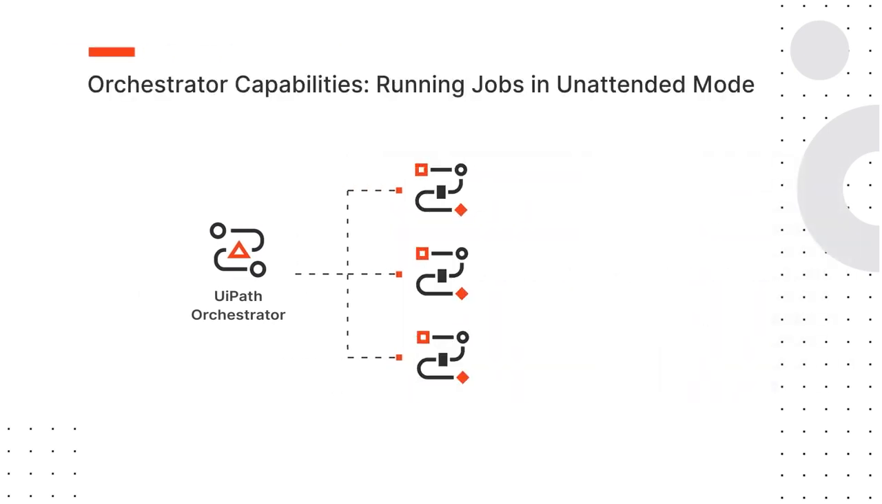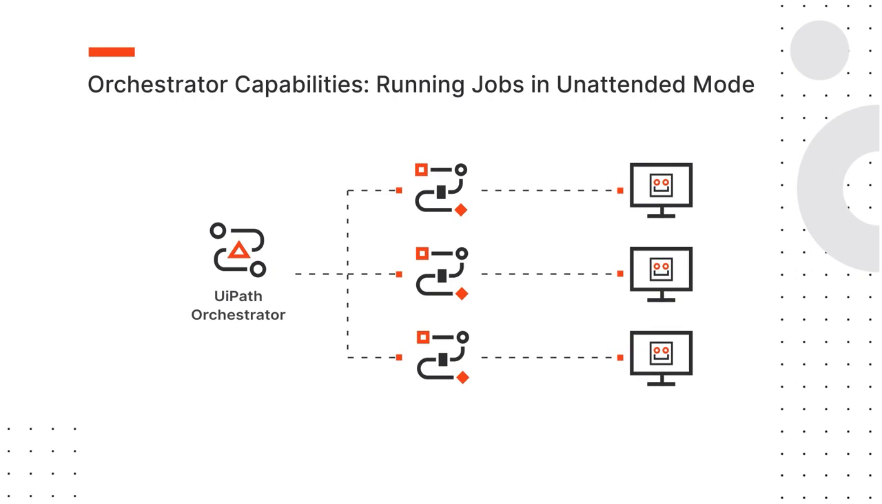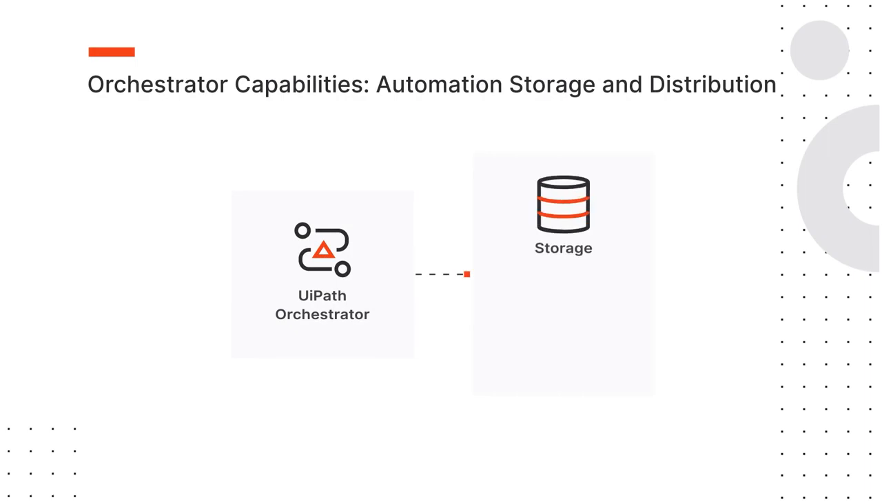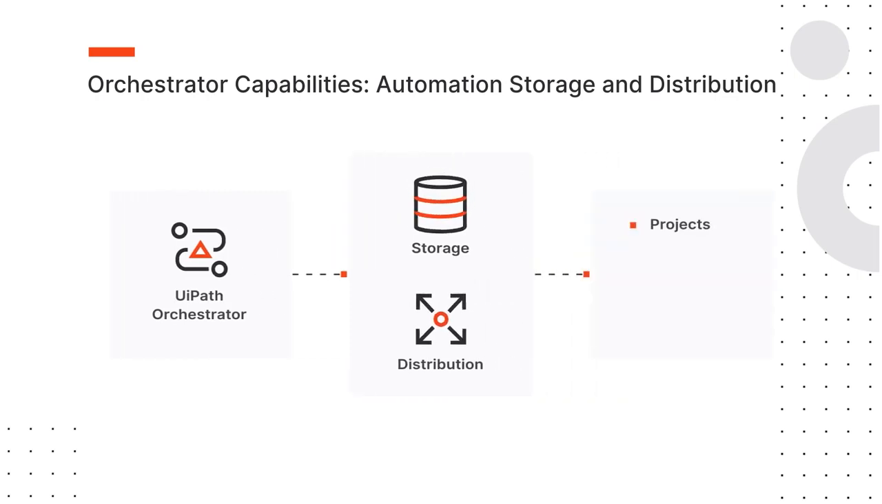Running automation jobs in unattended mode. As presented earlier, it enables the creation and distribution of automation jobs in various ways, including through queues and triggers. Automation storage and distribution. Orchestrator is the environment enabling the controlled storage and distribution of automation projects, assets, and credentials, as well as large files used in automations.